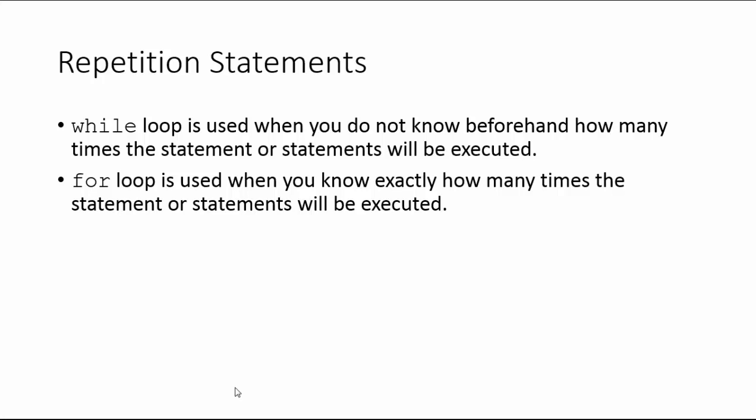You will use the while loop when you do not know beforehand how many times the statement or statements will be executed. For example, if you're playing a game with a user, you might want to let the user play the game over and over until they enter a value indicating they are done. The other type of repetition statement is the for loop. You will use this loop when you know exactly how many times the statement or statements will be repeated.